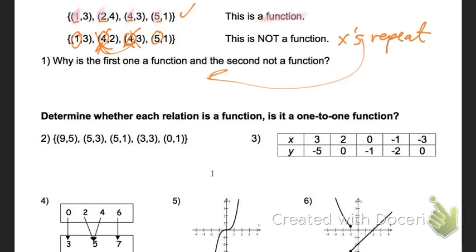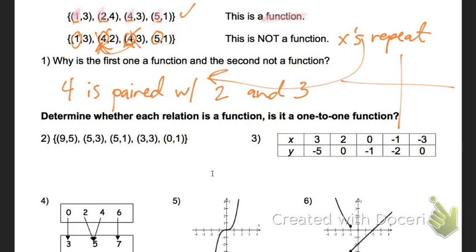I guess you could put that here. So you have 4 paired with 2 different y values. And if you were to graph that, here's my beautiful graph, 1, 2, 3, 4, 1, 2, 3. You've got a point at 4, 2 and a point at 4, 3. So that doesn't pass the vertical line test.